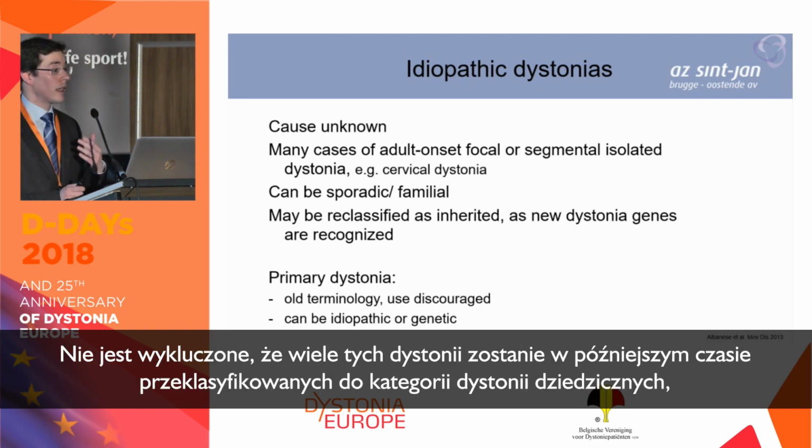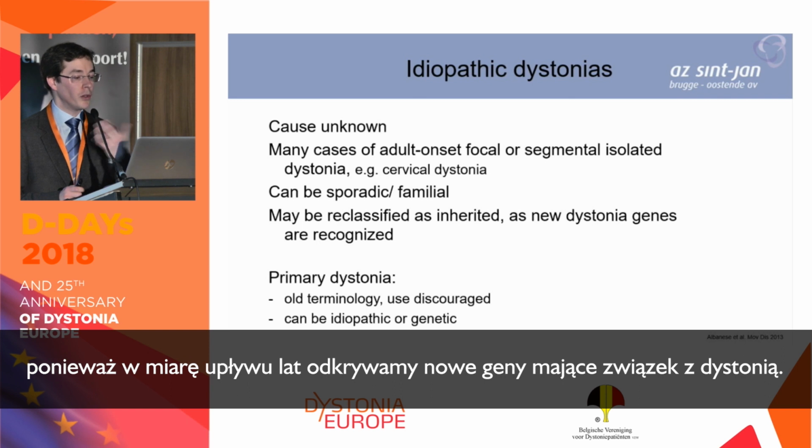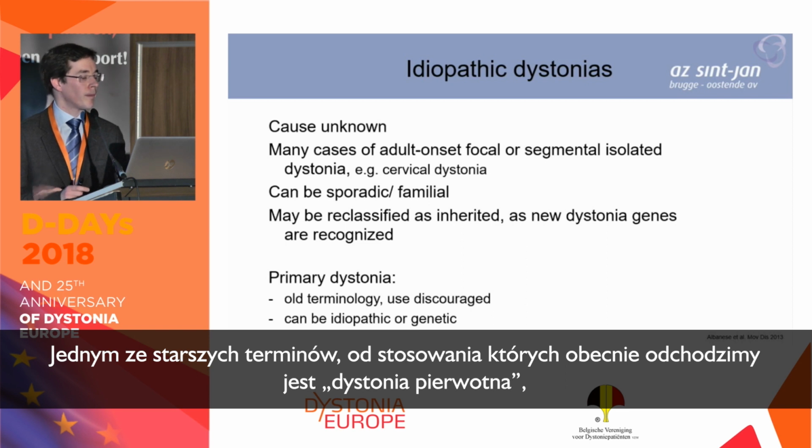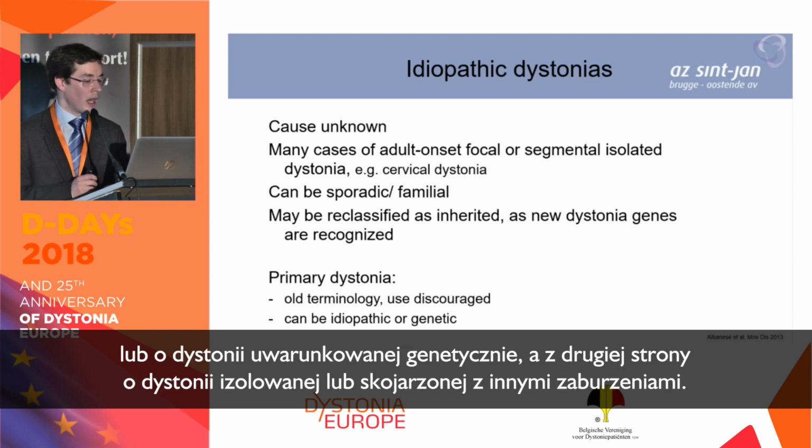It is possible that many of these dystonias will later be reclassified as inherited, as we see that over the years new dystonia genes are being recognized. An older term, the use of which is now discouraged, is primary dystonia, which used to be used for dystonia that could be idiopathic or genetic. Because of this duality, we now prefer to talk about idiopathic and genetic dystonias, and we also like to talk about isolated dystonias versus combined dystonias.